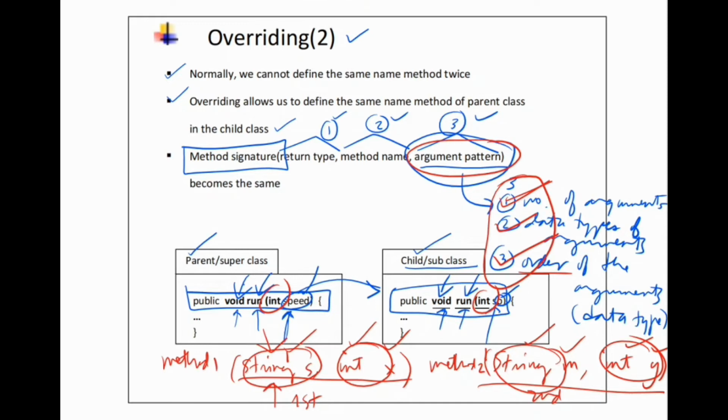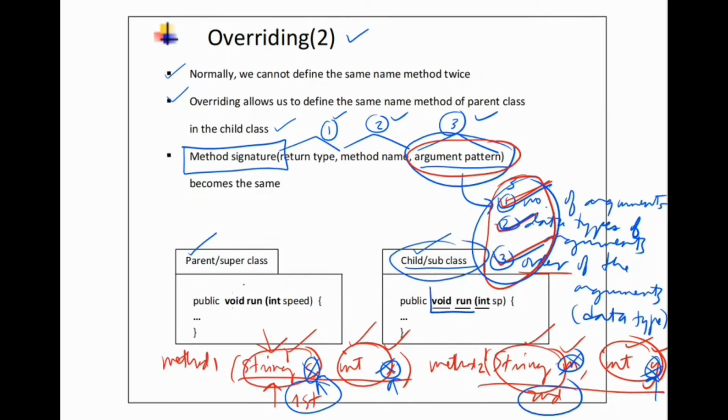Okay, it doesn't matter the parameter name, like in this case is s and here it is m. It doesn't matter. Okay, and also here it is x, the integer parameter, while in here it is y. Okay, the parameter or argument name does not matter. All that matters is these three items are the same. So if they're the same, then the two argument patterns are the same.